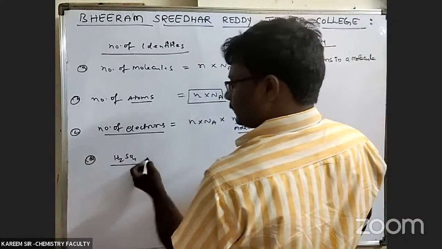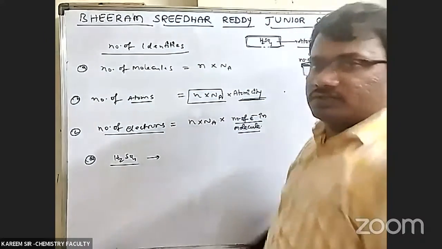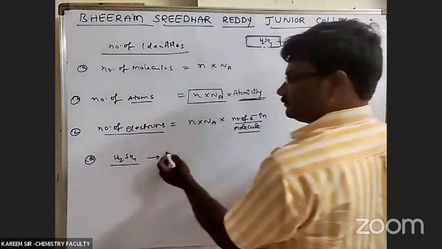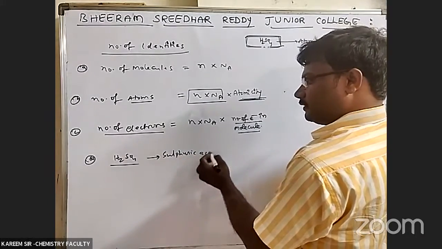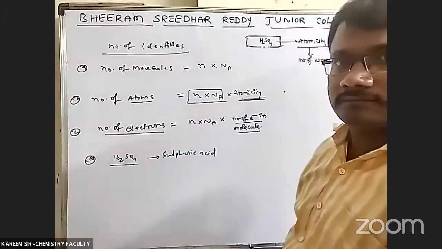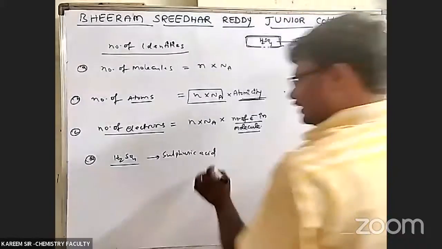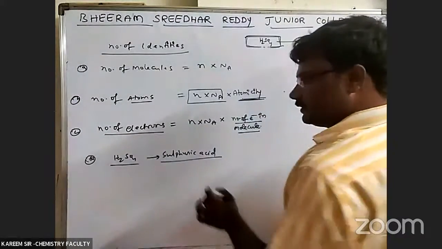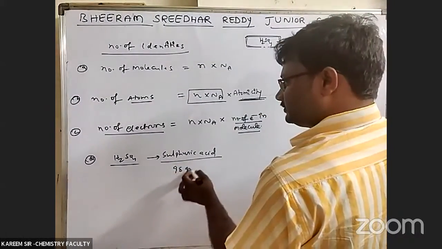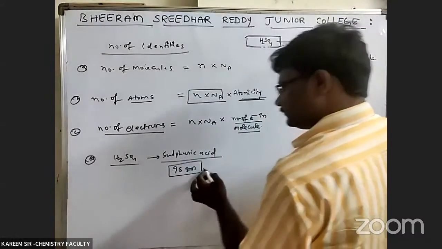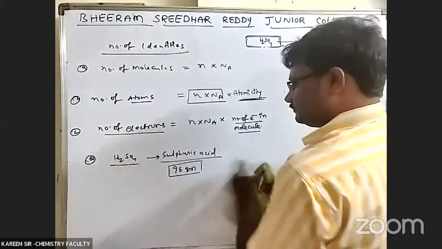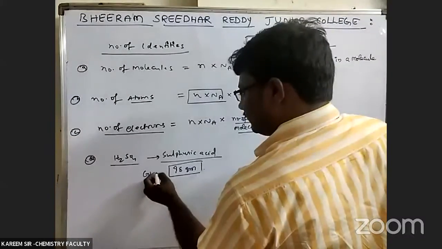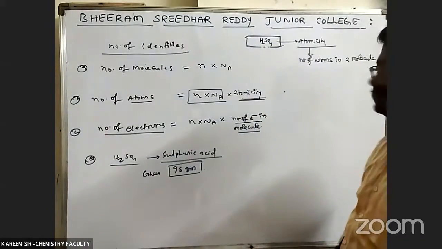H2SO4. What is the name of H2SO4? Sulfuric acid. Given 98 grams. Sulfuric acid, 98 grams given.